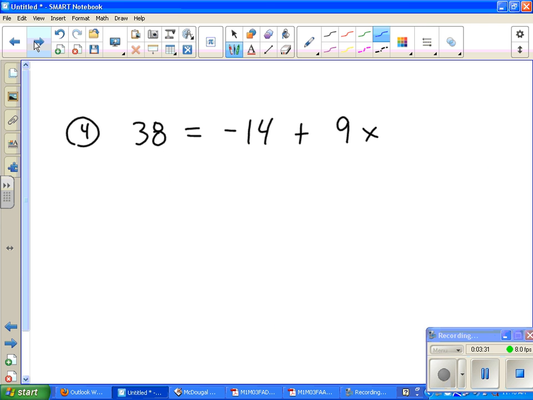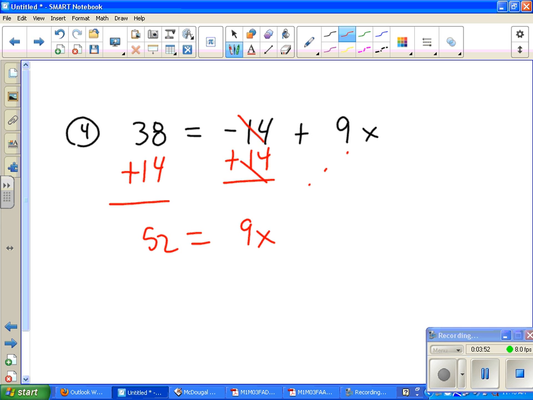Okay, for number 4, you have 38 equals negative 14 plus 9x. Do the inverse of minus 14, or negative 14, by adding 14. That'll cancel them out. If you add 14 on the right side, you have to add 14 on the left side. 38 plus 14 is 52 equals, what's left over here is 9x. Now that says 52 equals 9x, or 52 equals 9 times x. Do the inverse of multiply by 9, divide by 9.